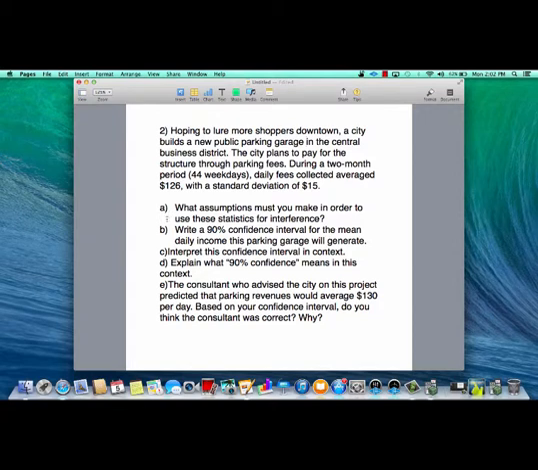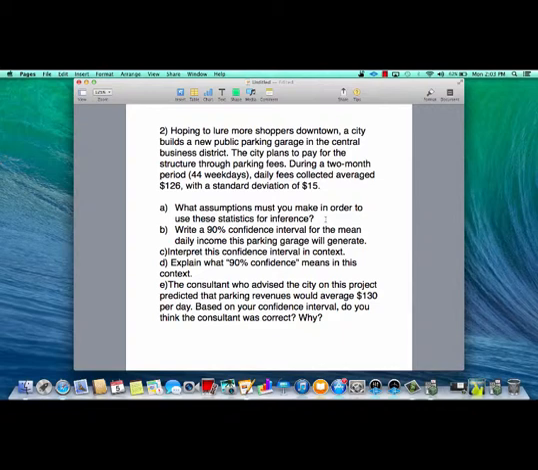So questions A through E. Question A, we'll just read through the whole thing first, get an idea of what we're supposed to do. Question A says, what assumptions must you make in order to use these statistics for, I don't know why I wrote interference on there, for inference. Okay. Now you know why I don't teach English.